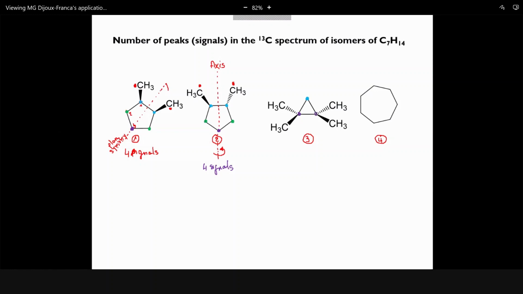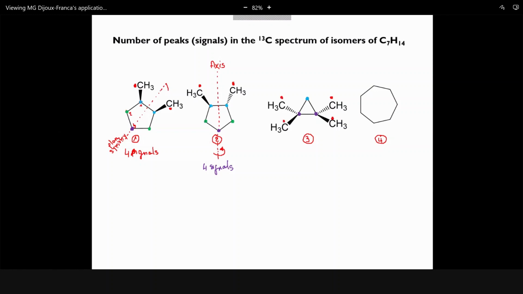Here and here, yes, and 2 carbons outside. Are they different? No, I don't think so. 2 carbons connect to 1 carbon in the ring. They are not different. No, they are not different.